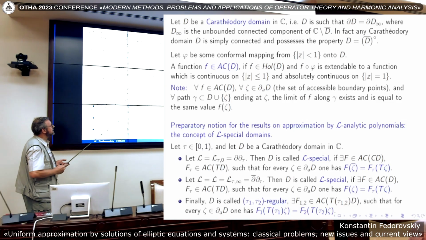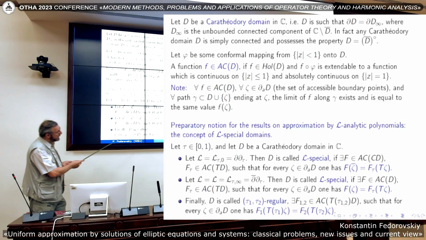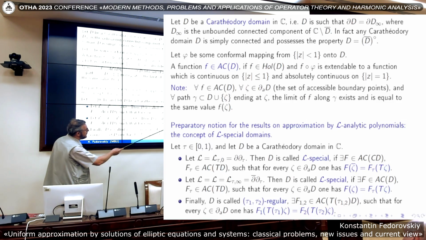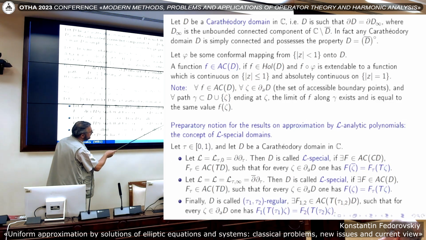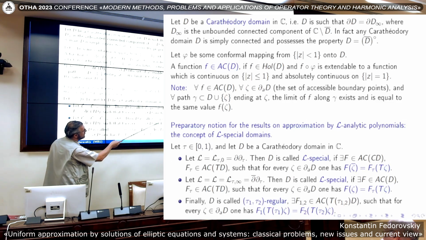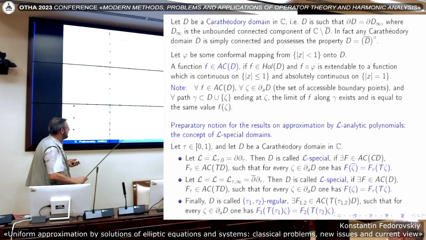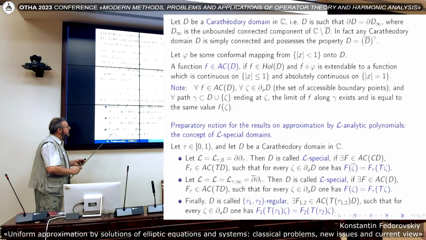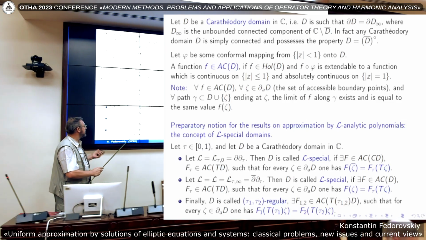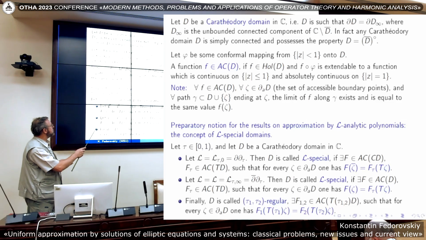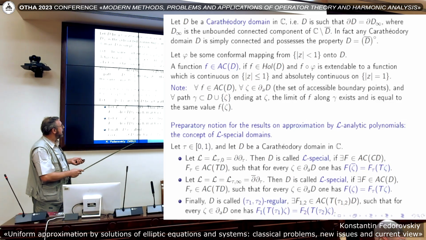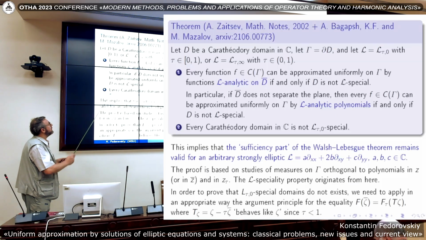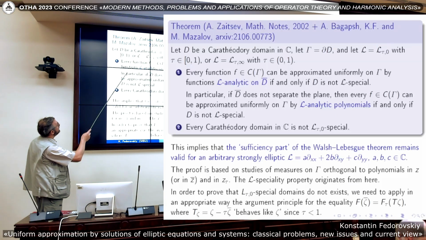The same situation holds for the not strongly elliptic case, but here the function is holomorphic in the initial domain itself, and of course there is no complex conjugation. Also, the same notion can be introduced for two different values of tau, which will be needed a bit later. And what is the result? The result is the following one.